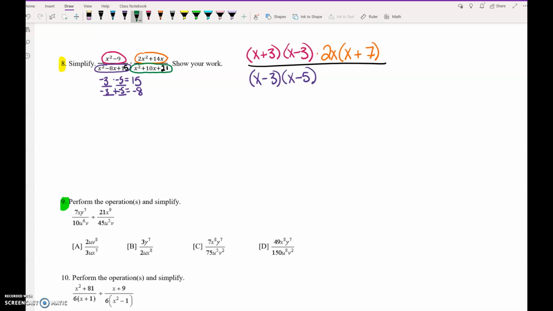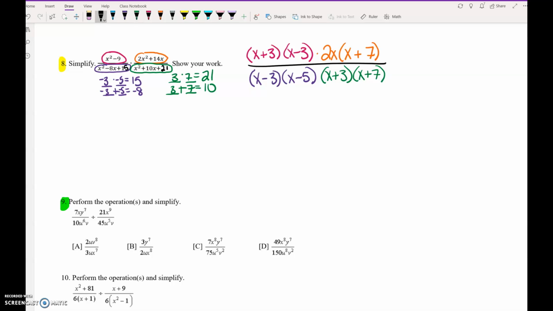For x squared plus 10x plus 21, we need 2 numbers that multiply to give you 21 and add up to 10. That would be 3 times 7. So x plus 3, x plus 7. So there's each piece of it factored, and because it's multiplication, you just put both of the numerators on the top, both of the denominators on the bottom.